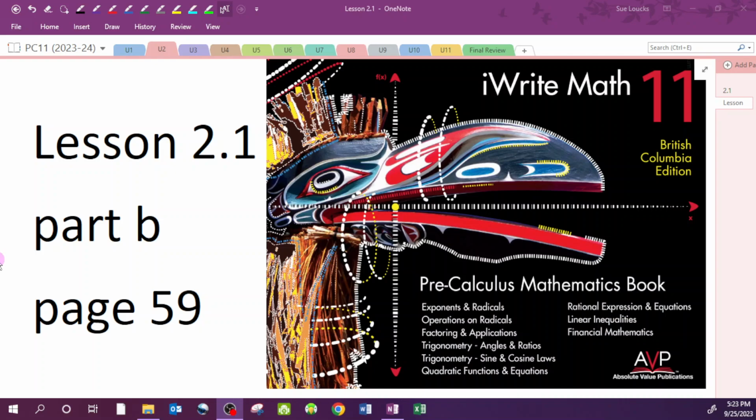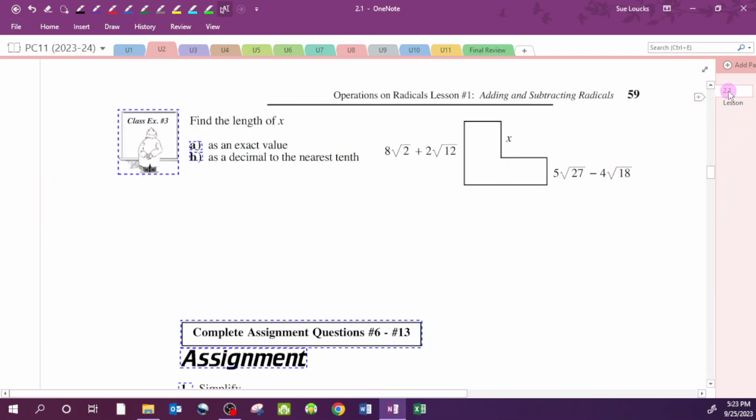And we're back for part B of lesson 2.1 on page 59. It's just a single question, but it's kind of ugly. We need to find the exact length of x. So when you see a question like this and your mind goes, make it a simpler question.